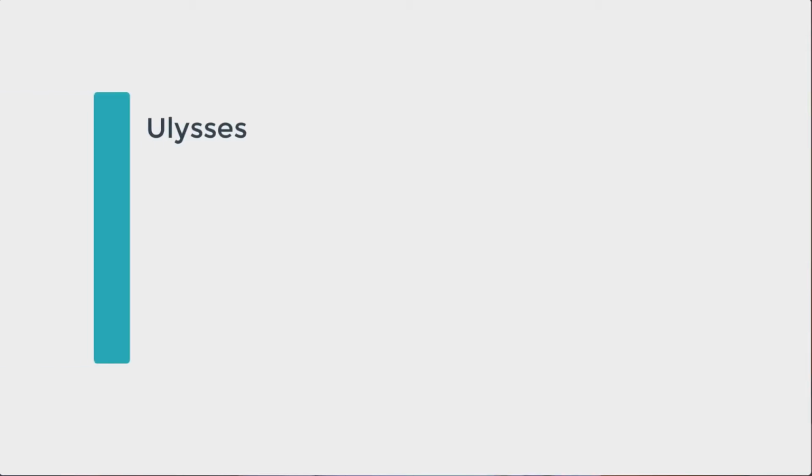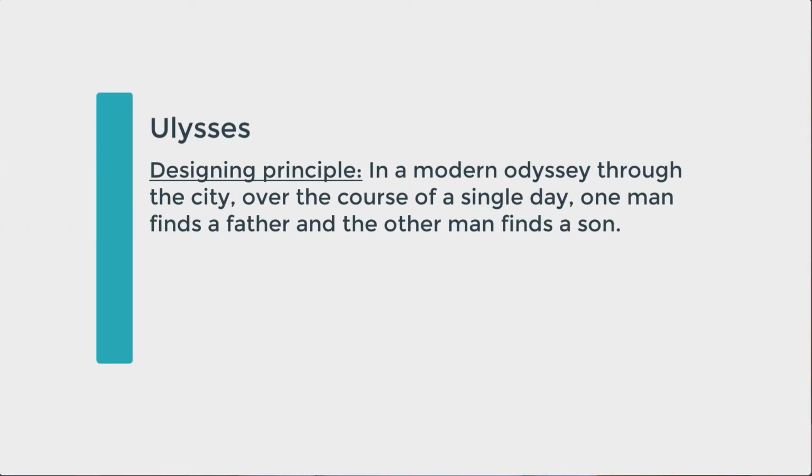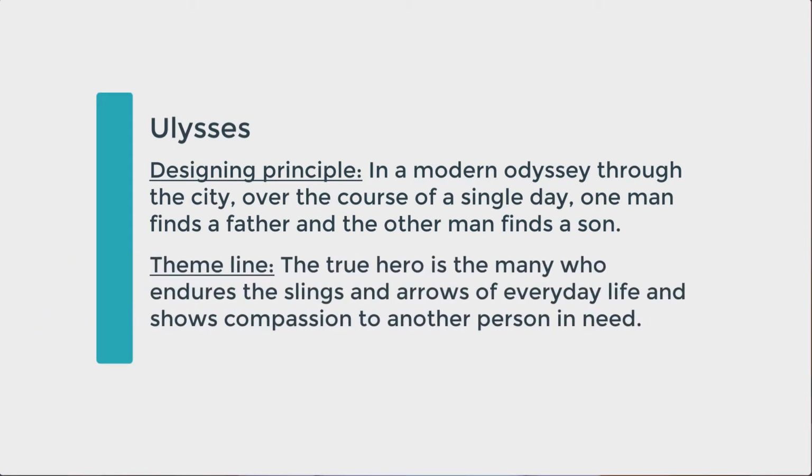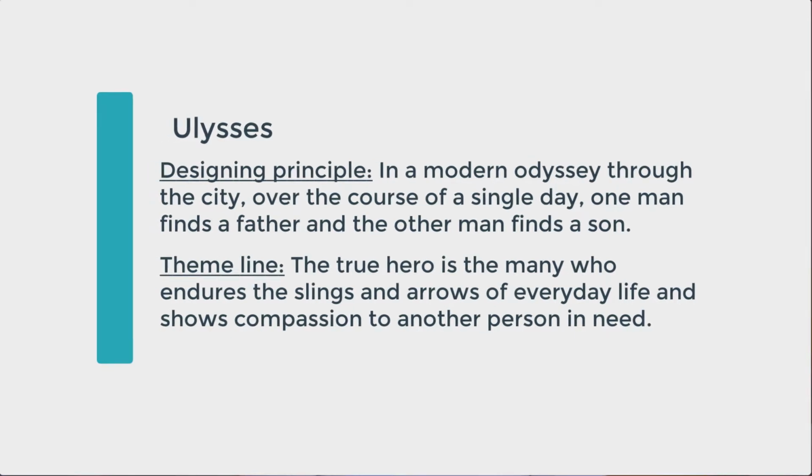For Ulysses, the designing principle is, in a modern odyssey through the city over the course of a single day, one man finds a father and the other man finds a son. Theme line, the true hero is the man who endures the slings and arrows of everyday life and shows compassion to another person in need. My question here is, how did you get the theme line from the designing principle? I prefer to work with the premise in general.